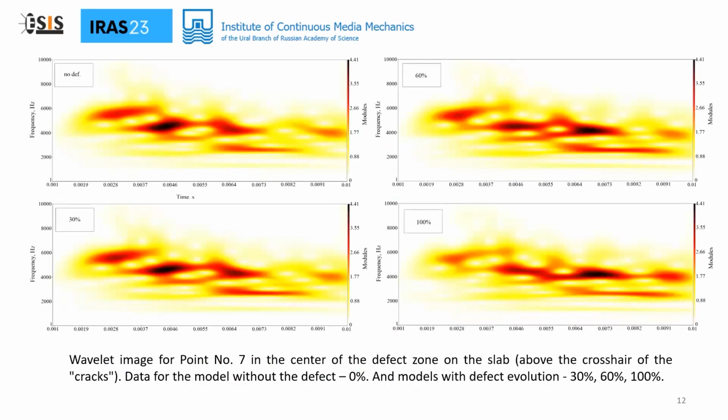We also constructed wavelet images for point number 7. The wavelet images are shown on the slide. They also clearly show the evolution of the signal as the defect grows. The next stage of the study is the full-scale implementation of a prototype of the monitoring system with actuators at the site shown above. This work is in progress at the moment.